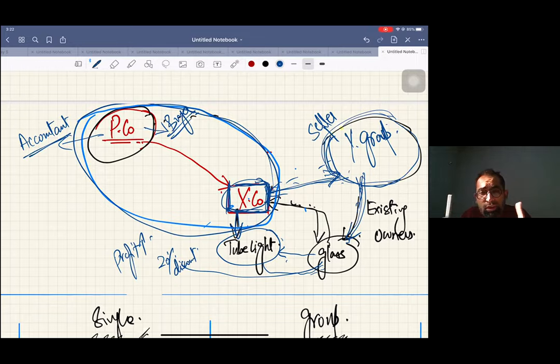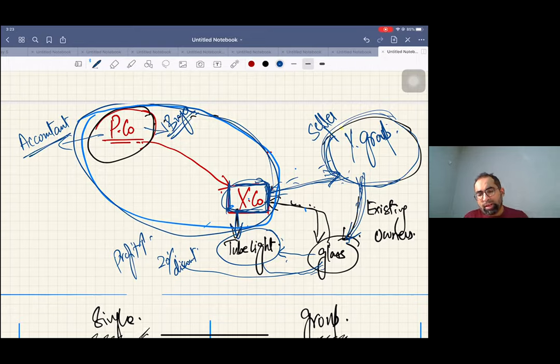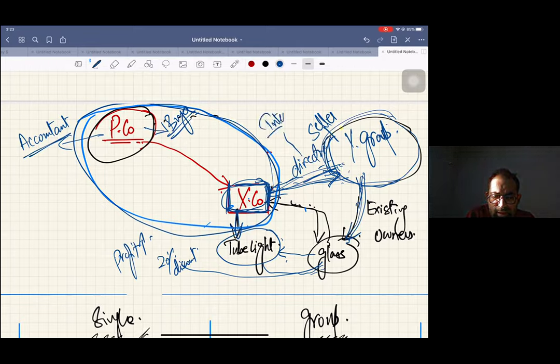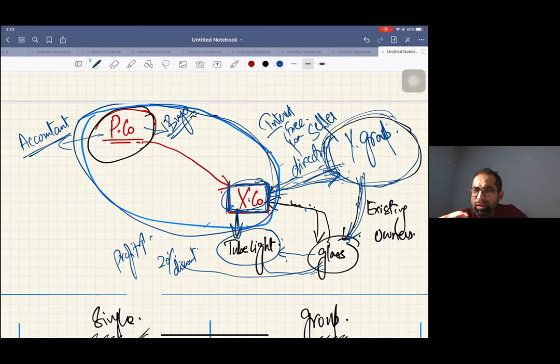Number two, right now, the parent company is not the owner of X company. Please look at me and be very active. Right now, the owners are these people, Y group of companies. So these owners, these directors, have given an interest-free loan to X company because they are owners. An owner may support his own business, that's very natural. So the directors have given an interest-free loan to X company, because they are owners as well.